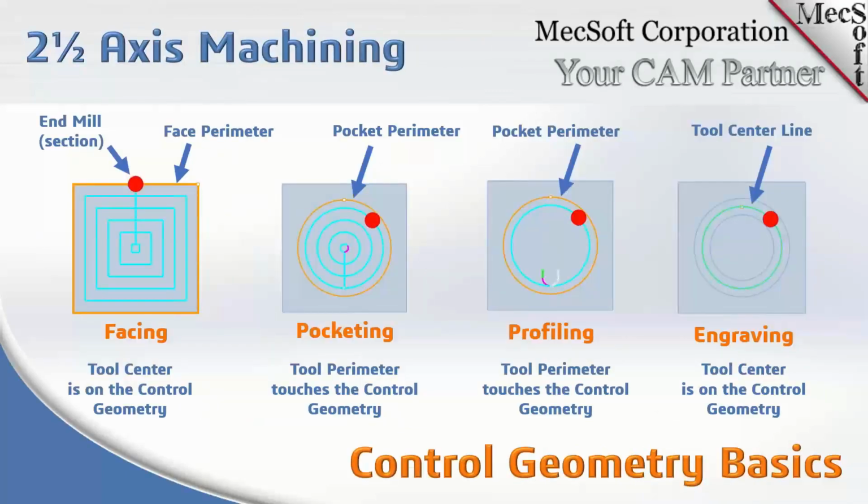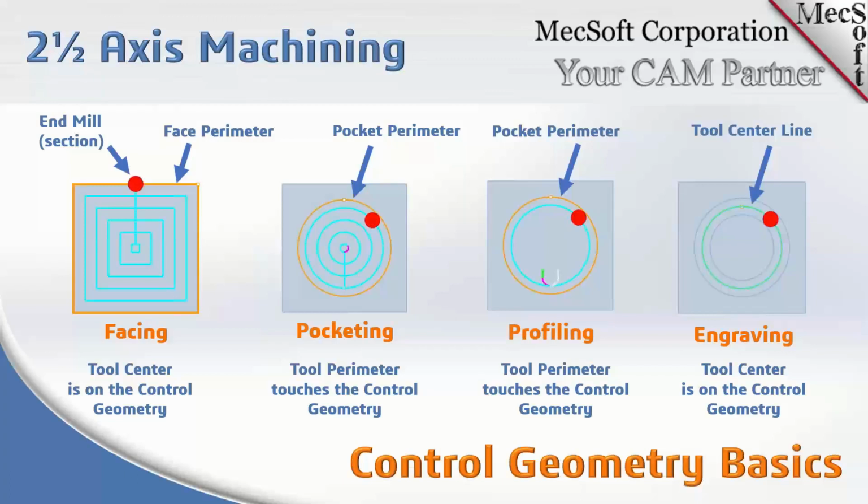Now let's start out by talking some basics about 2.5 axis machining. What you see here on the screen is the XY view of 4 different parts, and the red dots are the tool diameter looking down on the XY plane. So what we're trying to convey here is we want you to understand how that tool is going to behave when it is controlled by the control geometry that you select.